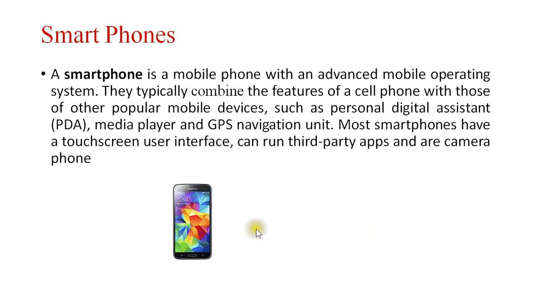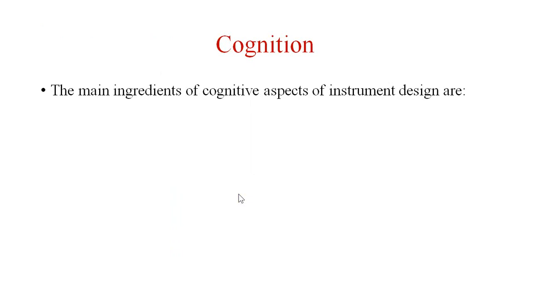Another example is smartphones. A smartphone is a mobile phone with an advanced mobile operating system. They typically combine the features of a cell phone with those of other popular mobile devices such as a personal digital assistant, that is PDA, a media player and a GPS navigation unit. Most smartphones have a touchscreen user interface, can run third party apps, and are camera phones. So this is also a good example of good product design.